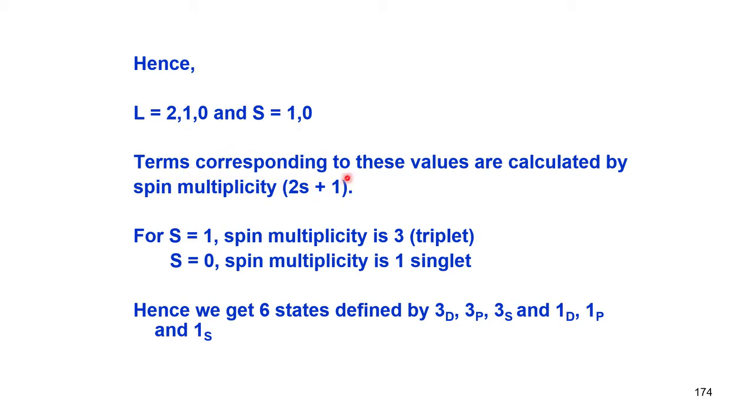The terms corresponding to these values are calculated by spin multiplicity, and for S equal to 1 it is 3, and for S equal to 0 it is 1, that is known as singlet. So, we get 6 states: 3D, 3P, 3S, 1D, 1P and 1S.